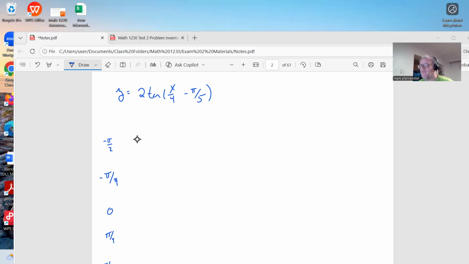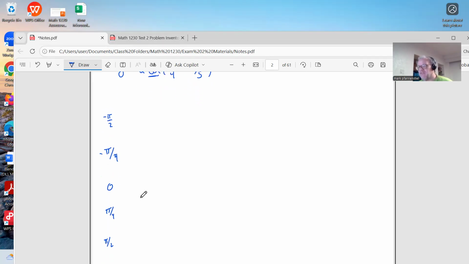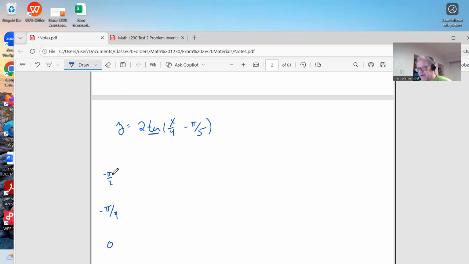We are trying to graph y equals 2 tangent of (x over 4 minus pi over 5). Just like the notice thing for this, we're graphing a tangent, which means we need the points negative pi over 2, negative pi over 4, 0, pi over 4, and pi over 2, because those are the points that tangent really likes to graph with.